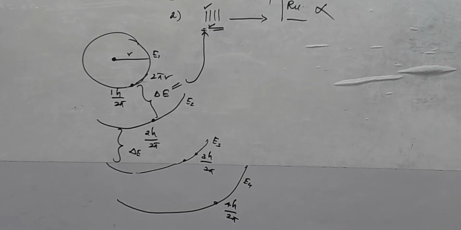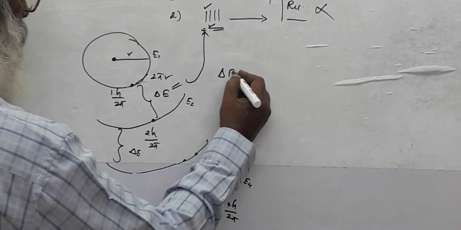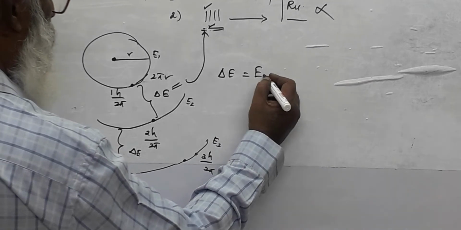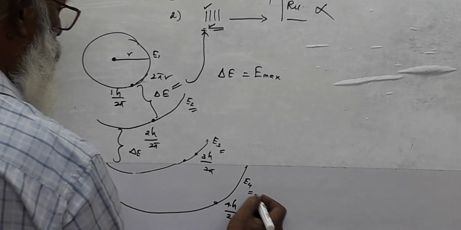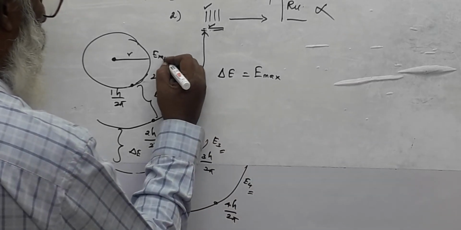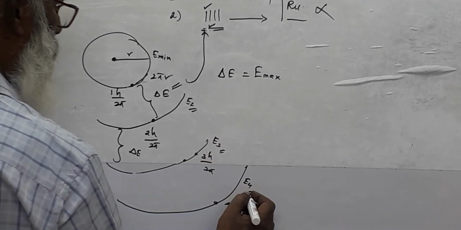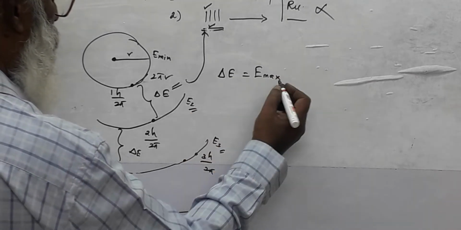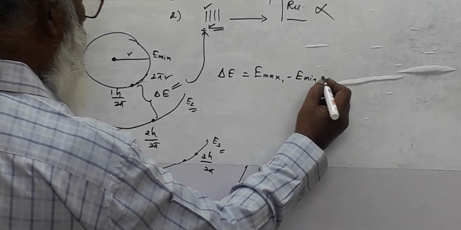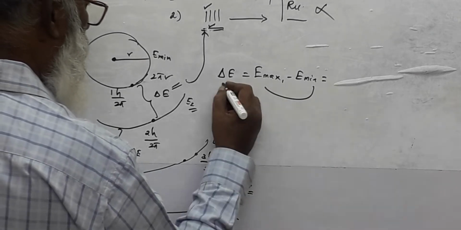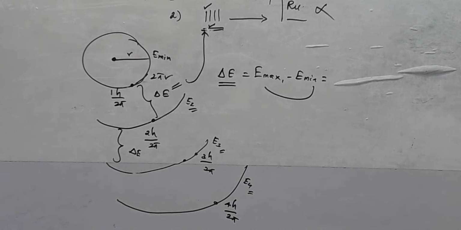If you write an equation for that, delta E is nothing but E maxima minus E minima. For E maxima we put E2, E3, E4, the first maxima, second maxima, third maxima, fourth maxima, and these are taken with respect to E minima. The difference of these is called delta E. Delta E may be radiated as energy.